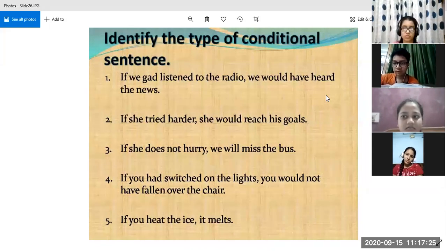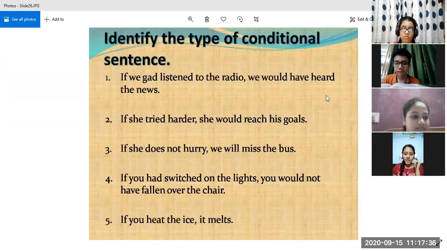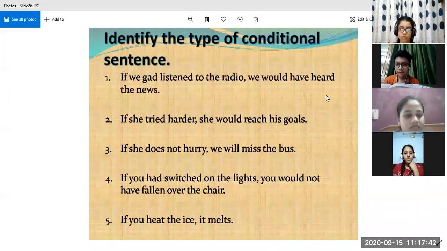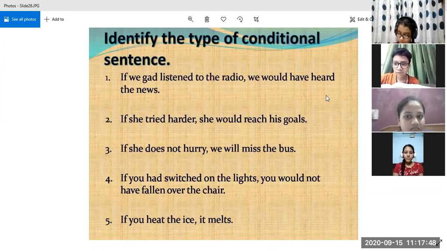You gave the explanation from the point of view of its usage, but Divyanshi will give me the explanation from the point of view of the structure. Yes, ma'am. Because it is simple present in the first clause, and in the second clause it is simple future. Very good. We do not say first and second, we say if clause and main clause. Okay, absolutely correct. All three of you, well done.